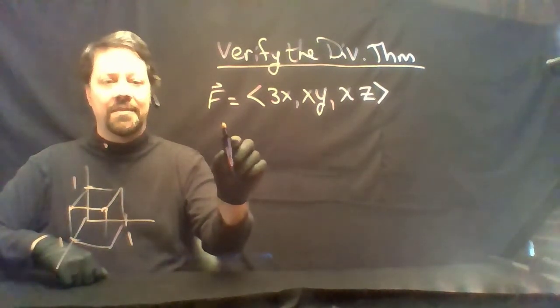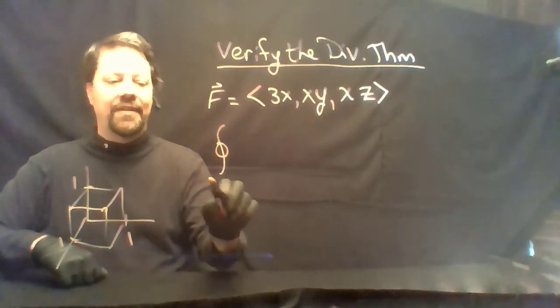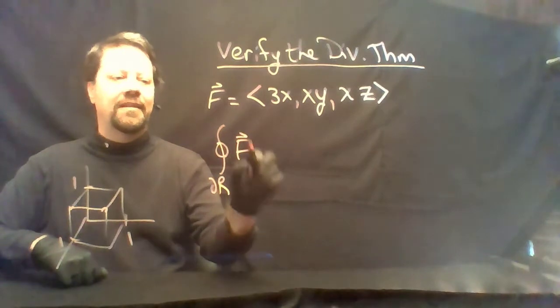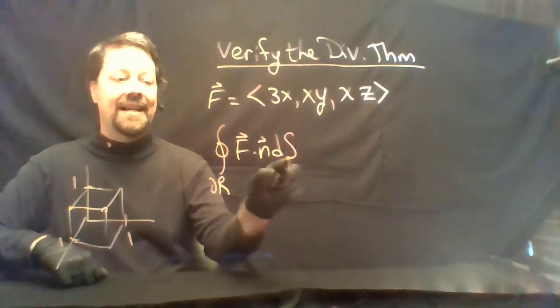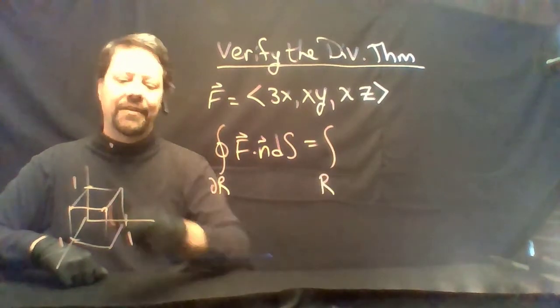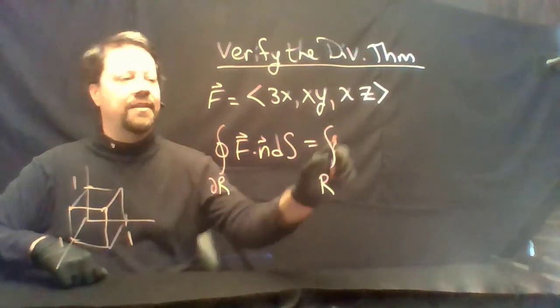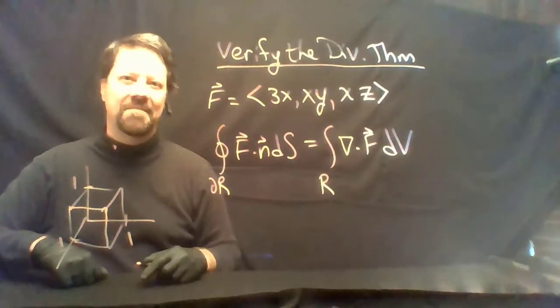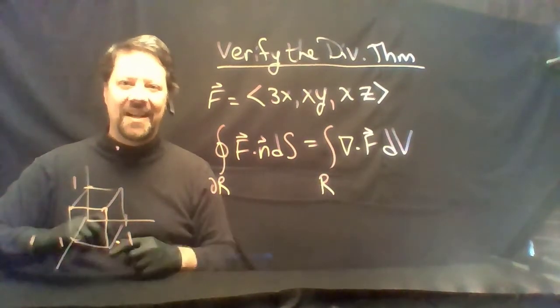The divergence theorem says that if you integrate around the boundary of some solid region, f dot n ds, that's the flux, you'll get the same thing if you integrate over the entire solid region the divergence of f dv. Let's do the right-hand side first.